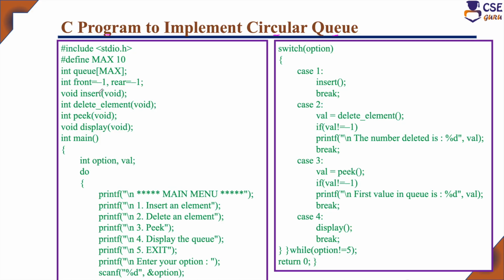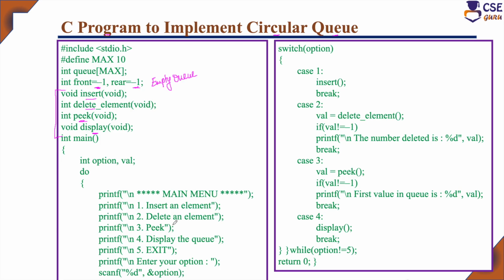So here, initially, you have to declare front equal to -1 and rear equal to -1, because this is the condition for an empty queue. Then the operations are insert, delete and peek, and if you want to display the elements, you have to use the display operation. So these four operations we will implement with C code.